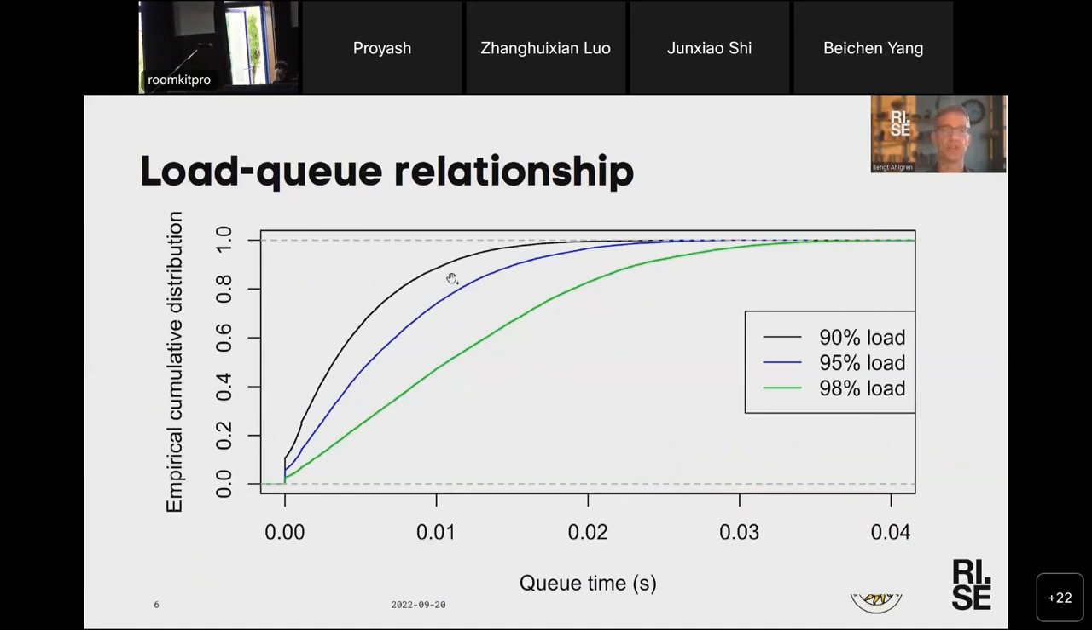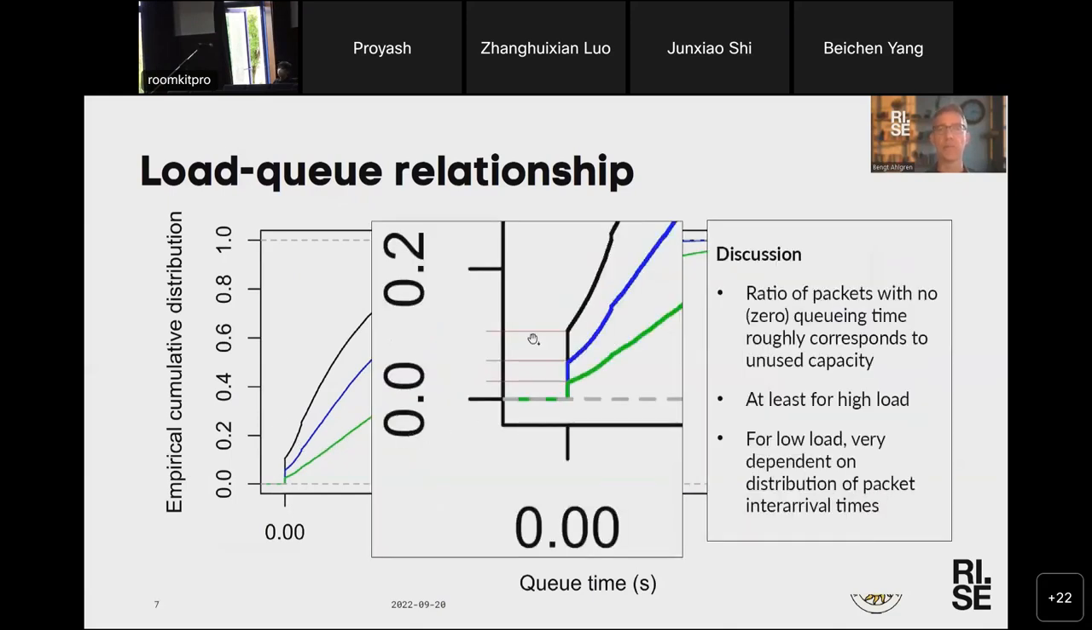Now, we are not really interested in these distributions at all. We are only interested in what happens here at zero queuing time. Therefore, we zoom in a bit here, and we can see that for the black curve, at 90% utilization, approximately 10% of the packets have zero queuing time. And for the 95% case, the blue curve, about 5% of the packets have zero queuing time. And the green curve, the 98% case, about 2% of the packets have zero queuing time.